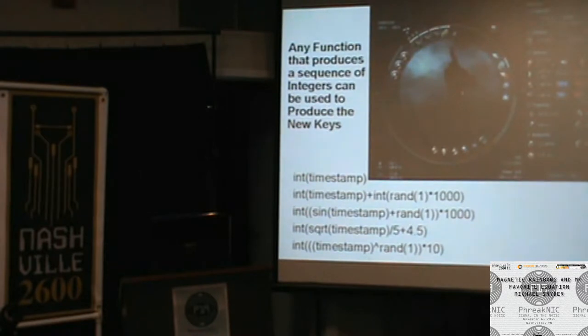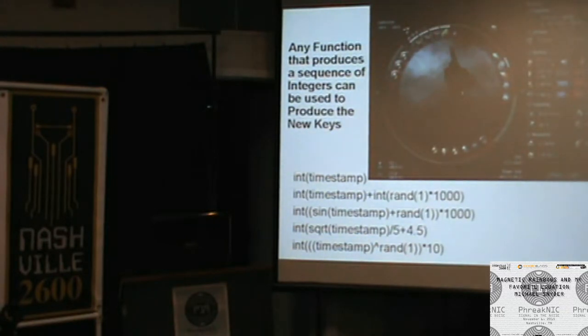For example, if we just take the integer function of the timestamp, we would get the timestamp in seconds, and that's a big long number, and we could use that as an XOR key. Of course, using the timestamp as an XOR key has a downside: the eavesdropper may try that and figure out what you're doing. But there are other choices. What if I take a random number between 0 and 1, multiply it by 1,000, add it to the timestamp, and just take the integer value? That's a known number plus a random number, which would be pretty hard to figure out. But there are other choices.